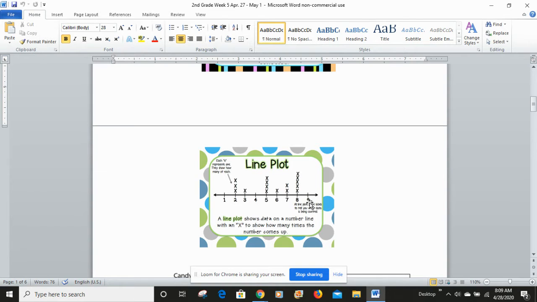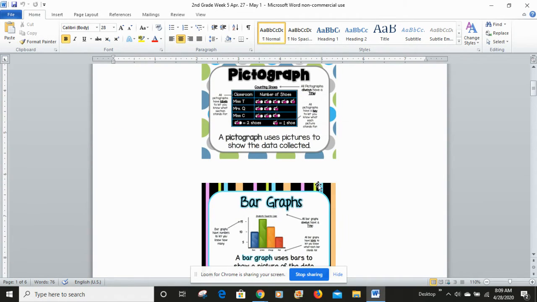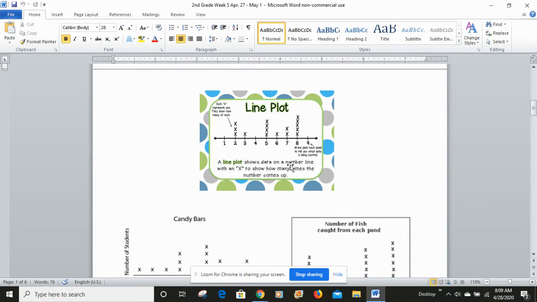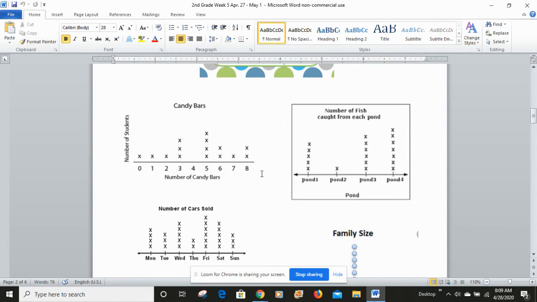So you can see, you can put the same information from a bar graph or a pictograph, but you're just showing it on a number line, and each vote, or each time that number came up, you would put an X above it to show more or less. So here are some other line plots that we can just look at. Line plots usually have a title. They usually have labels. The numbers on the side would be counting up the number of times that number occurs.